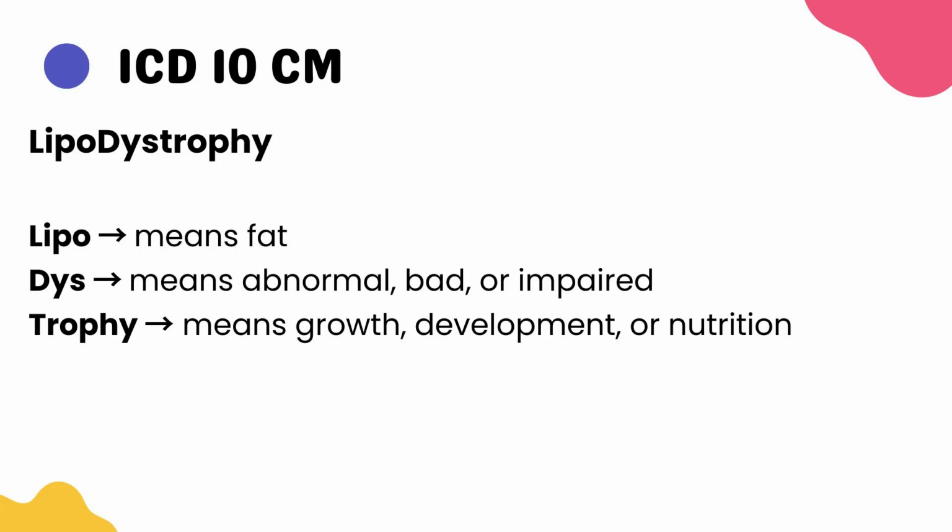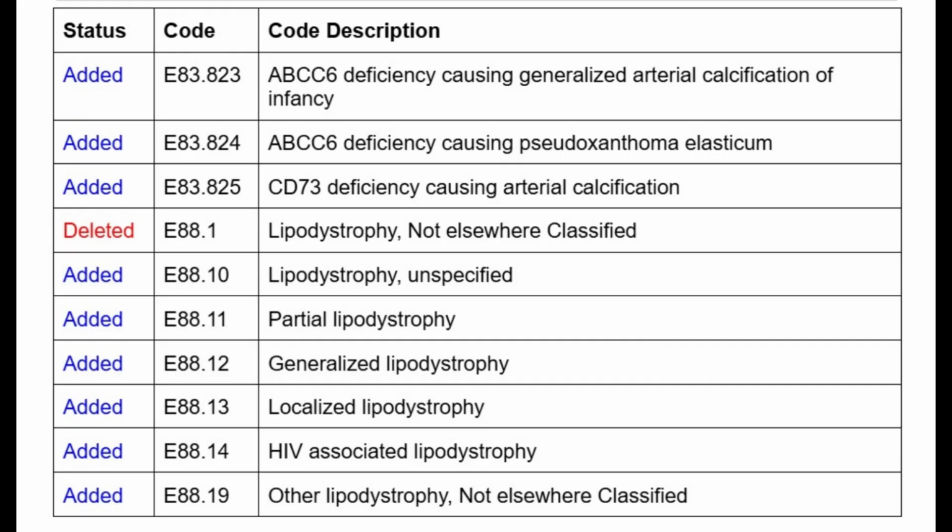Lipodystrophy. Let's break this down really quickly. Lipo means fat, dys means abnormal, and trophy means growth, development, or nutrition. So, lipodystrophy basically means abnormal growth or abnormal distribution of fat. You can see uneven fat distribution in these conditions. Now, new ICD-10-CM codes are added to give more detail about different types of lipodystrophy.